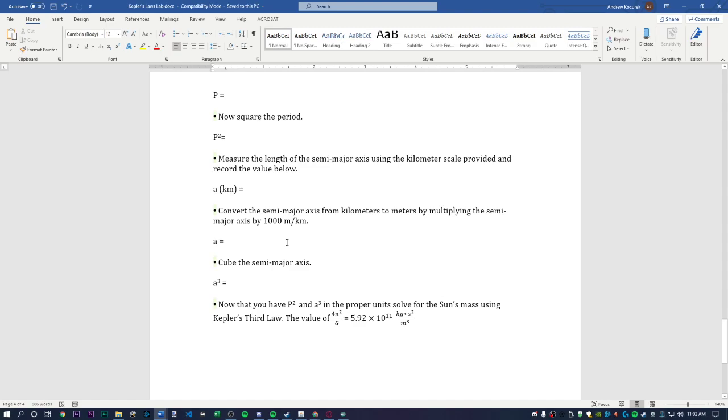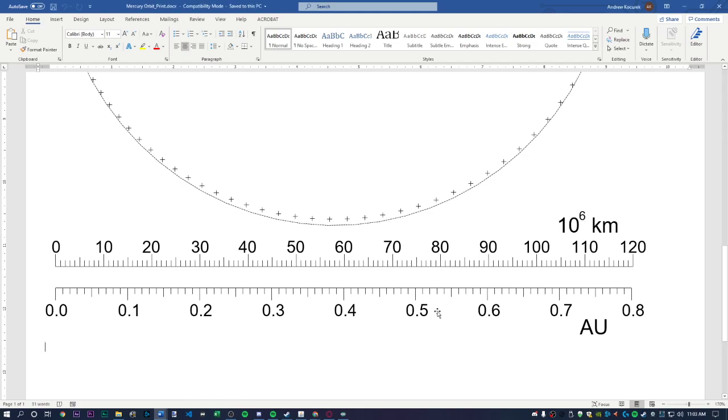And then you're going to measure the semi-major axis in kilometers using the scale provided. So let's go down here and see we have kilometers. You're going to do the same thing that you did measuring it in AU, but you're going to do that in kilometers. So each one of these numbers, let's say it's 50, you have to do 50 times 10 to the 6th kilometers. So each one of these, it's obviously not 50 kilometers. It's the size of going from one city to the next, right? It's 50 times 10 to the 6th kilometers. So don't forget that times 10 to the 6th.